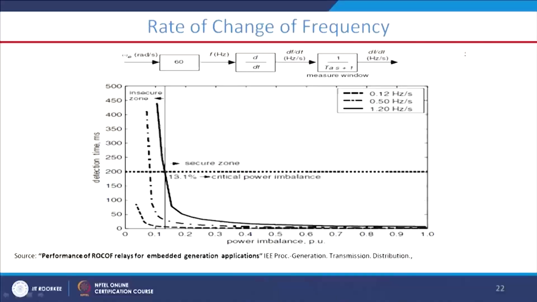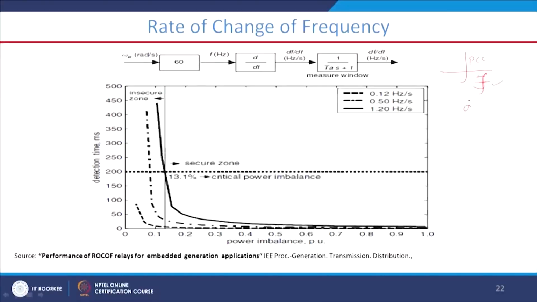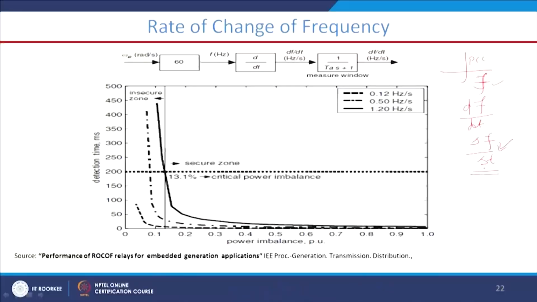Now, we have the rate of change of frequency. At the point of common coupling, the PCC, we can always measure the frequency. In one of my classes, I discussed how to estimate the frequency from phasors, or you can use the zero crossing technique. By measuring this frequency, we then take df by dt, or del f by del t. This index del f by del t is known as the rate of change of frequency. Due to this rate of change of frequency, we can also say whether this microgrid is connected to the main grid or disconnected from it.